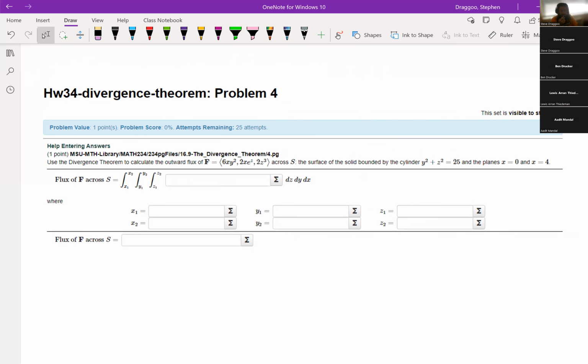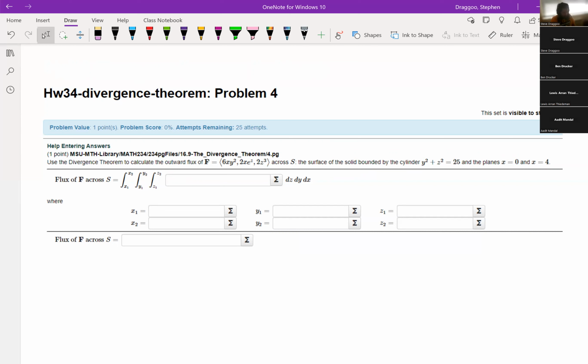So we want to use the divergence theorem to calculate the outward flux across S, which is the surface of the solid bounded by y squared plus z squared equals 25. So that's a cylinder that's got circular bases or circular cross sections, and two planes, x equals 0 and x equals 4. So we're going to set this thing up and then we're going to knock it down.